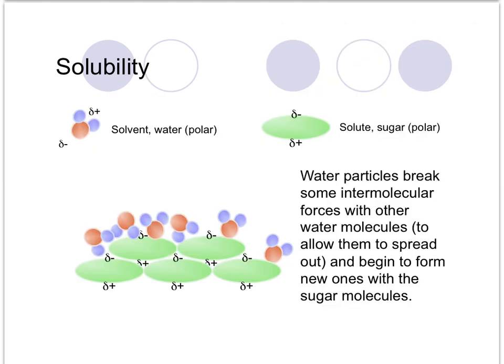Why does sugar dissolve in water? Let's take a look at the molecule of water and recall that it is polar, meaning that it has charged ends. It has a partially negative and a partially positive end. Sugar is also polar. It has a partially positive and negative end. Because opposite partial charges attract, the water molecules will pull the sugar molecules away.